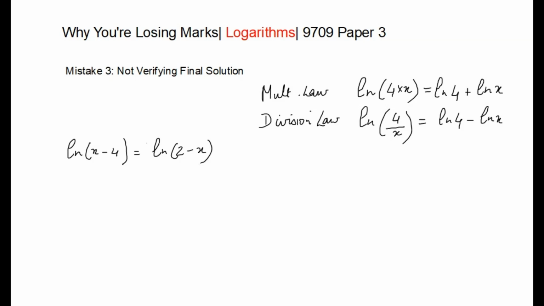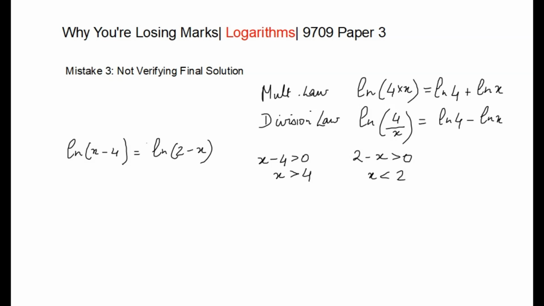So what do we know? We need to check the domain right in the beginning. So x minus 4 has to be positive, so greater than 0, which means that x has to be greater than 4. And then there's a second log given to us, which is 2 minus x. That has to also be greater than 0. So x has to be less than 2. Right? So this is what our domain is: x has to be less than 2 or greater than 4.